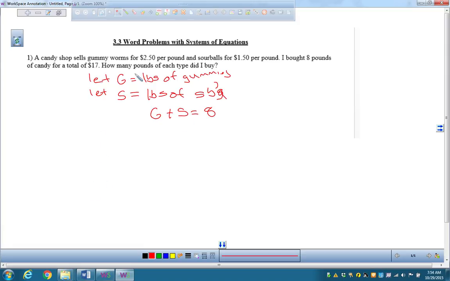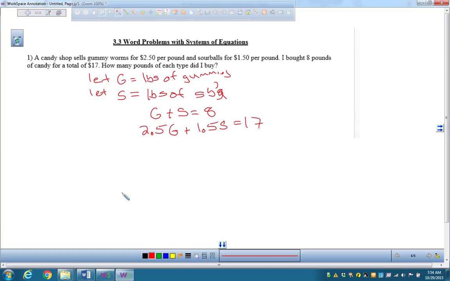Can anyone give me an equation for this second one? Let Quinn try. Go ahead. 2.5G plus S. Yep. 2.5G, you've done this before, plus 1.5S equals 17. Do you guys understand where that came from? Because altogether I spent $17, and each pound of gummy worms costs $2.50, and each pound of sour balls costs $1.50, and so I said it like that.